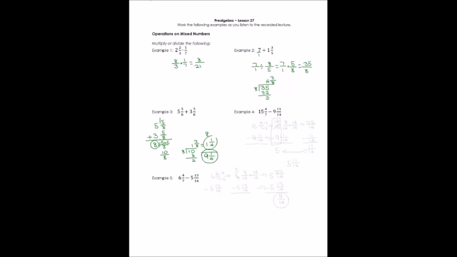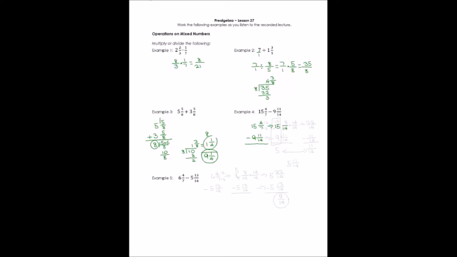Let's look at that a little differently when we do subtraction. Subtraction with mixed numbers, I would say 15 and 4/7. And I'm going to subtract 9 and 11/14. Well, the problem is I don't have a common denominator. For the fractional part, I need a common denominator. So let's translate it. This 15 and 4/7 would be 15 and something over 14. My least common denominator can be 14.